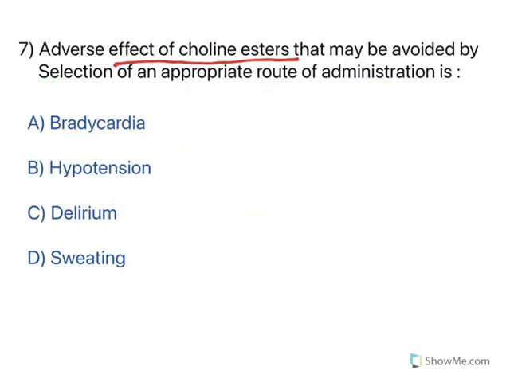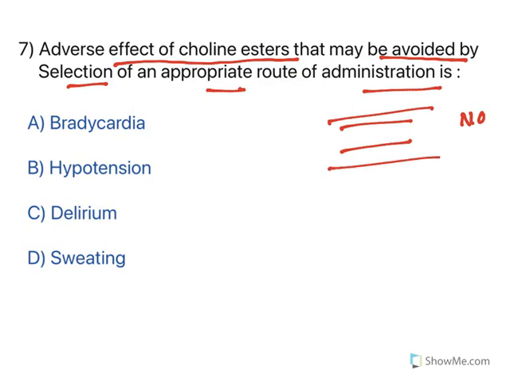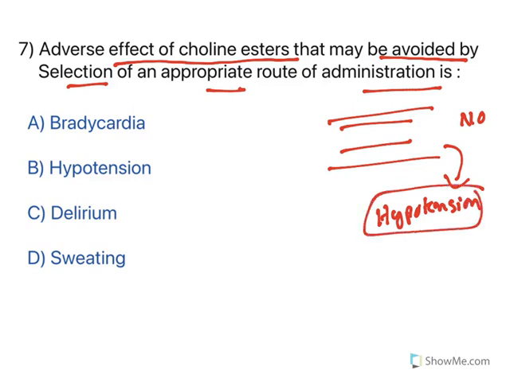Adverse effect of cholinesters that may be avoided by selection of appropriate route of administration. See, intravenously given cholinesters will cause rapid changes in body physiology, especially when they act on blood vessels. They indirectly increase the levels of nitric oxide and vasodilation occurs. If vasodilation is there, it will cause prominent hypotension, which is very dangerous. Sometimes it is life threatening also.